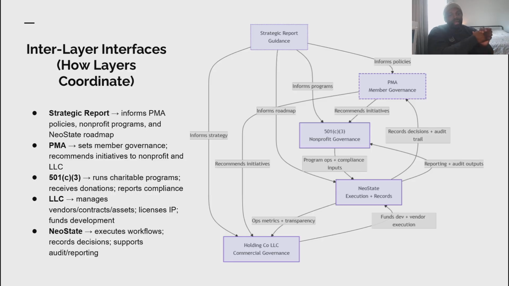Just to recap, the strategic report informs PMA policies, nonprofit programs, and the NeoState roadmap. The PMA sets member governance and recommends initiatives to the nonprofit and LLC. The 501c3 runs charitable programs, receives donations, and reports compliance. The LLC manages vendors, contracts, assets, licenses, IP, and funds development.